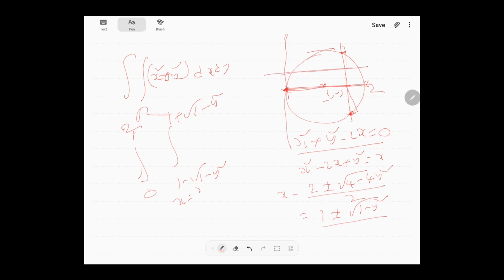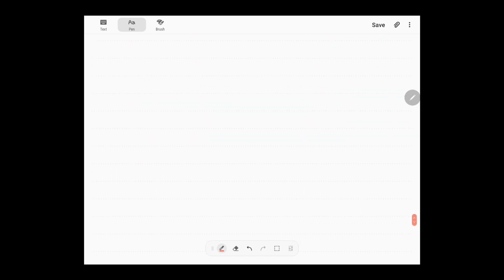This is for a given y. If y is given, the value of x is from 1 minus root 1 minus y square to 1 plus root 1 minus y square. Y varies from here, the value of y is minus 1 to 1, not 0 to 2, minus 1 to 1. In this way, we need to find the limits for x and y.